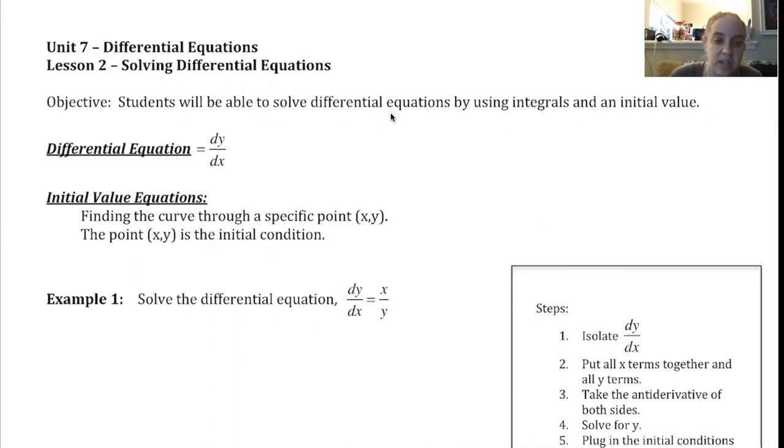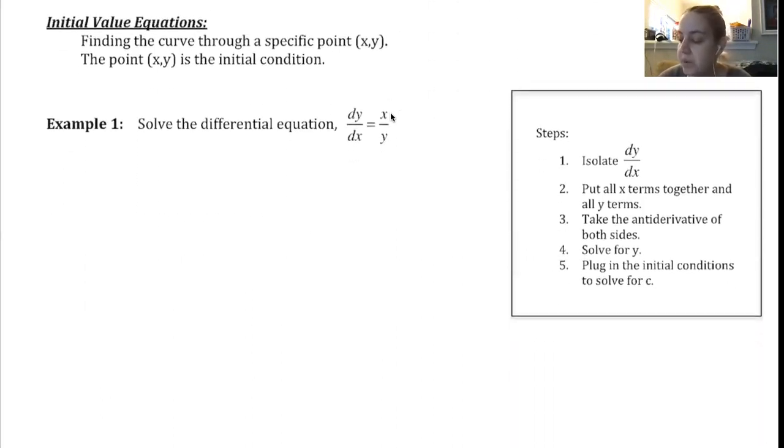Your differential equation is written as dy over dx. And up until this point, we've kind of treated dy and dx as one thing, but truthfully, they're two separate things. It's called your differential, and you can separate them. We did that a little bit with errors, when we found the error in the area as compared to the radius, we separated them out. Your initial value equations, you can find the curve through a specific point xy, and that point xy is the initial condition, and that's what we were discussing last lesson.